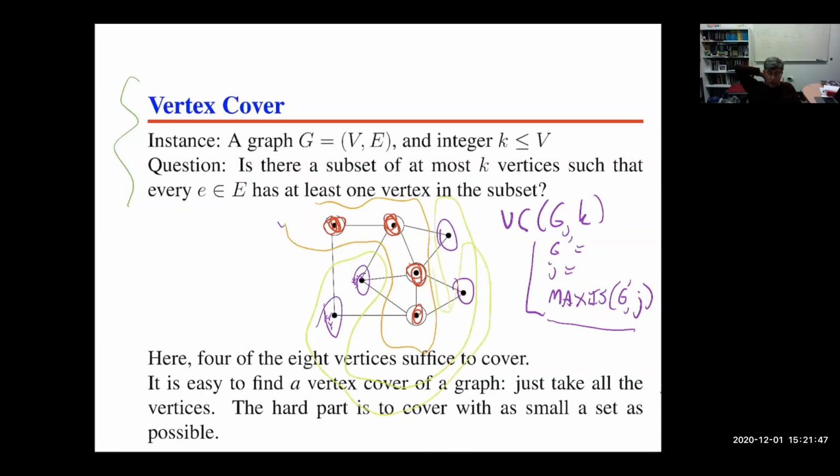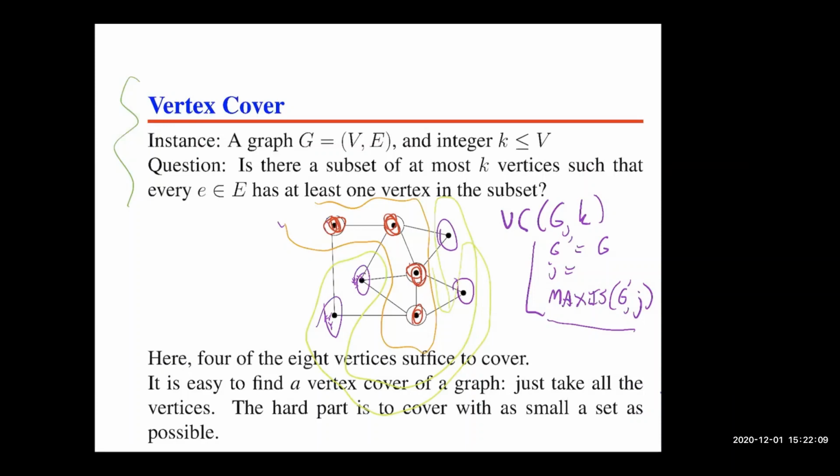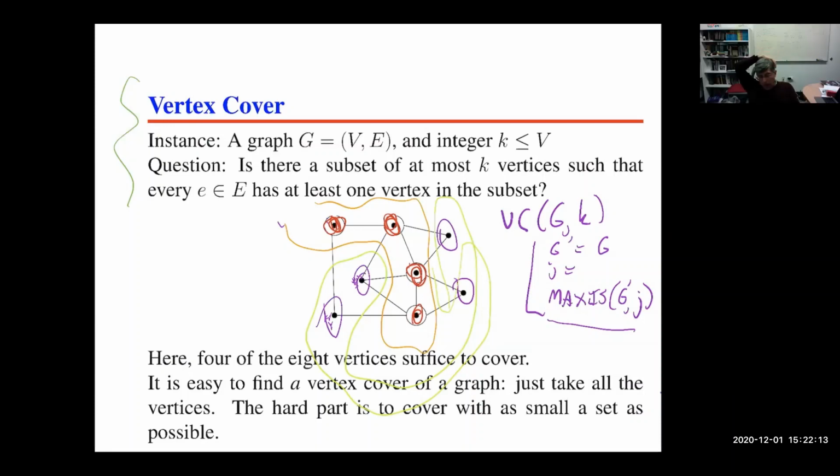So what is the translation here? I think I used the original graph. If we want to know if there's a cover of size K, what is the size of the independent set that we're looking for? V minus... Okay, I am seeing N minus K.